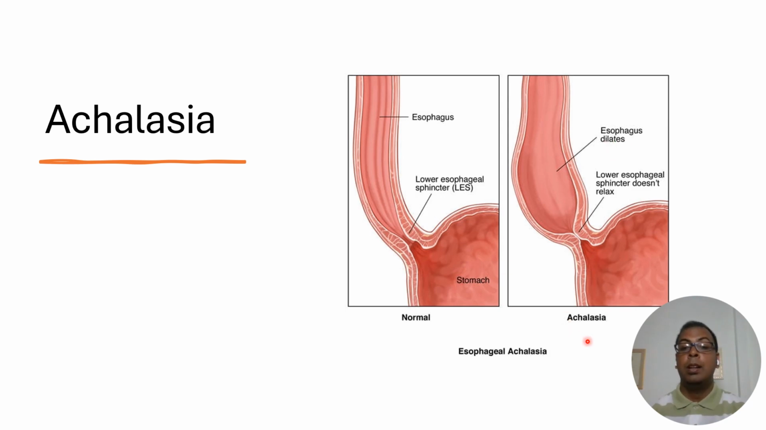But what happens in achalasia? The lower esophageal sphincter doesn't relax, it remains in a very tight and contracted state. So as a result, food does not get from the esophagus into the stomach and it accumulates in the esophagus and causes it to dilate here.